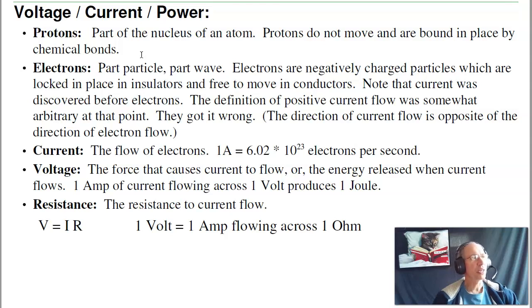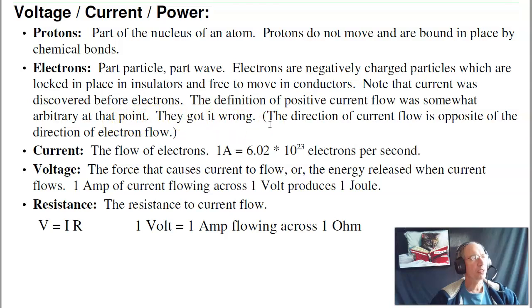So likewise, electrons are negatively charged. The direction of current flow is opposite the direction of electron flow. Just because it became standard before we knew what electrons were, we've suffered ever since. Current is the flow of electrons. 1 amp is 6.02 times 10 to the 23rd electrons per second.